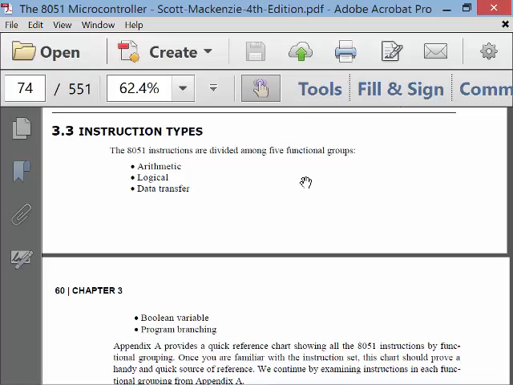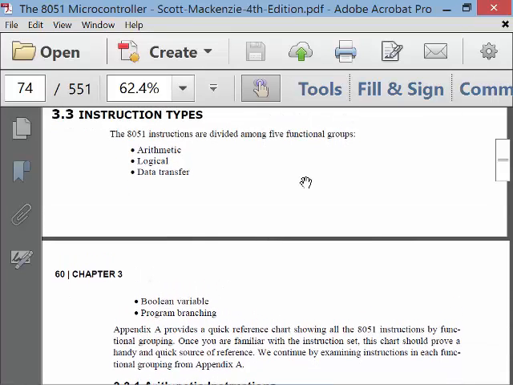Okay, there's 5 different groups. We'll talk about all 5 groups. The first one is obvious, the arithmetic. Those are things like add, subtract, multiply, divide. The next one is logical. That's AND, OR, XOR. Those are those Boolean functions that you learned in your basic digital course. We can do them, and there's plenty of places where we want to do that.